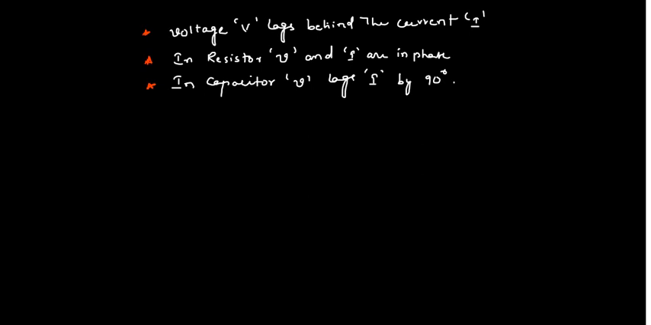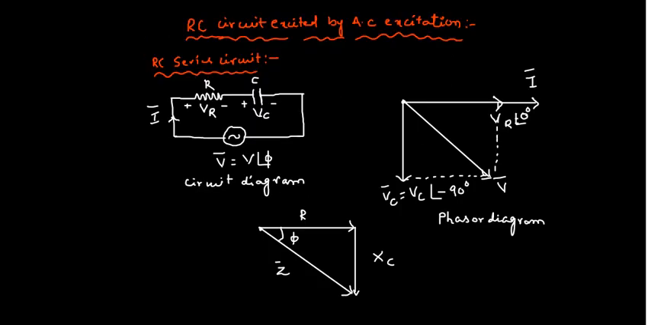But here we have taken an RC series circuit. In an RC series circuit, this voltage V lags behind this current I by some angle. That angle we are taking as phi. Now this is how we can analyze the RC series circuit excited by an AC source.